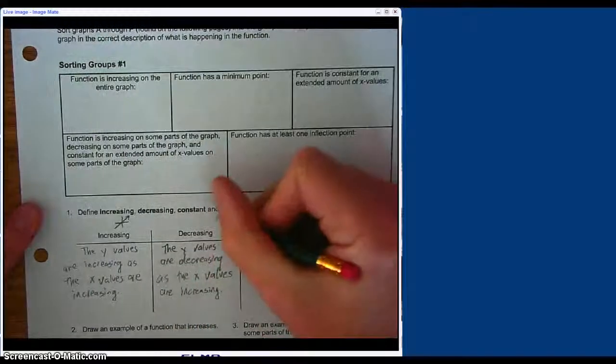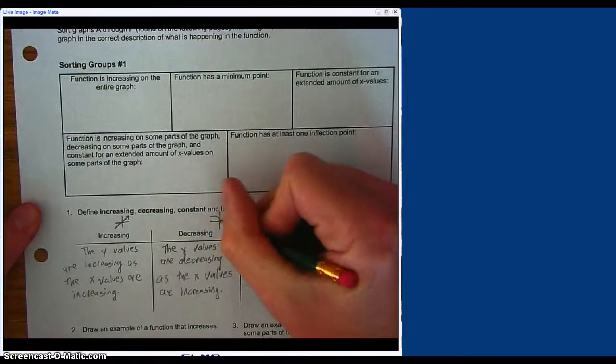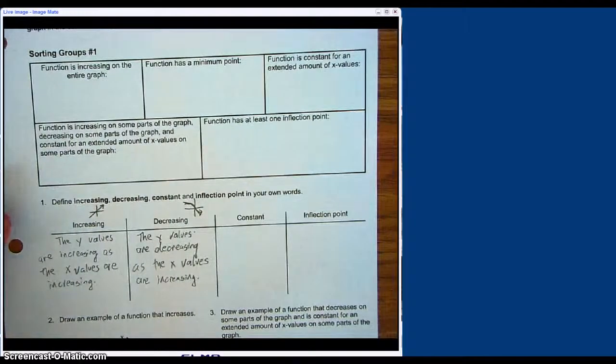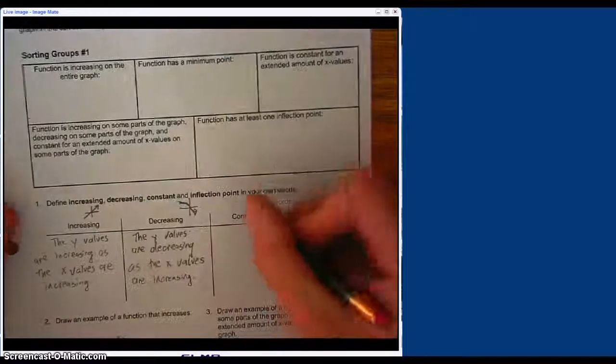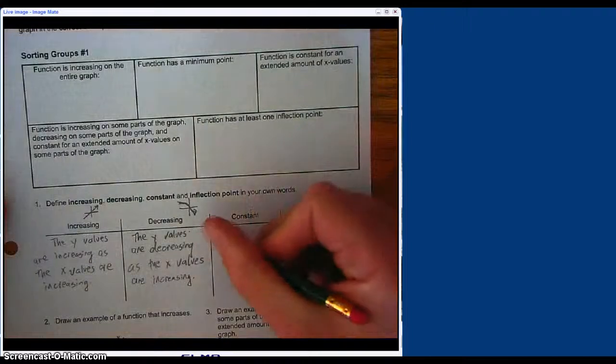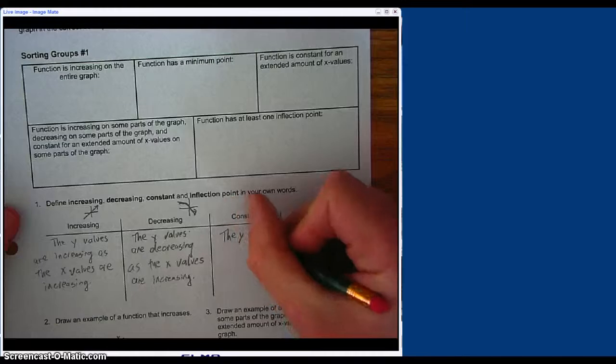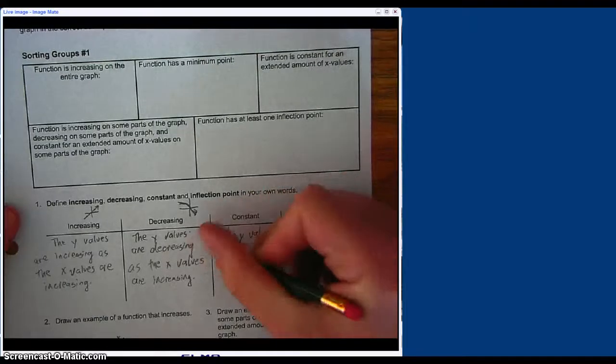Okay, and again, if I drew a little coordinate plane and I kind of went like that, as we go from left to right, the y values are getting smaller and smaller. Okay. Now what about a constant? Now we're talking about a constant graph. Well, you should already think of this as a zero slope, right? So this is where the y values are not increasing or decreasing, they're staying the same. The y values stay the same.